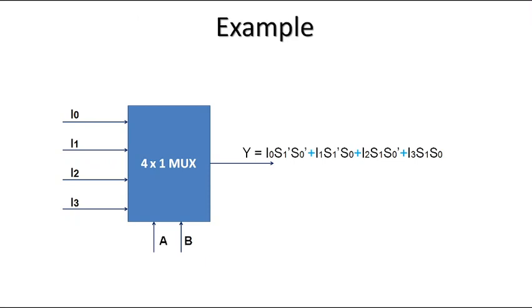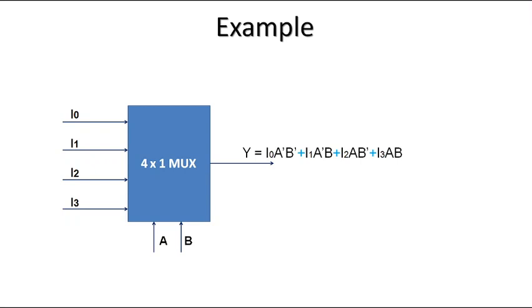So now let us take the example. This is the example given. What has changed? The multiplexer is the same 4:1 mux. The input lines are the same, I0 to I3. The selection line variables are changed to A, B. So now you need to replace S1 and S0 with A and B respectively. This is one kind of example.